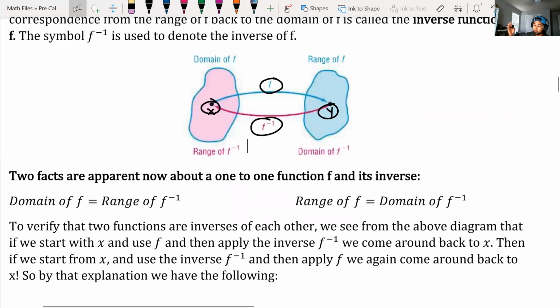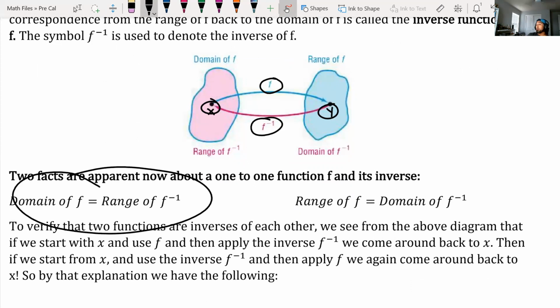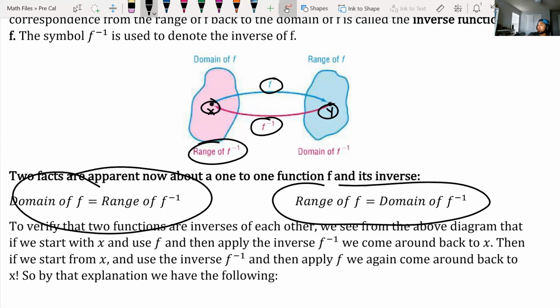So some facts that are apparent. When you use an inverse, remember that your x and y's in your domain and range will swap. They will flip over. So if we are using the inverse, this means that the domain of f becomes the range of the inverse function, and the range of the original function now becomes the domain of the inverse function. So when we do inverses, domain and range, x and y's switch places.